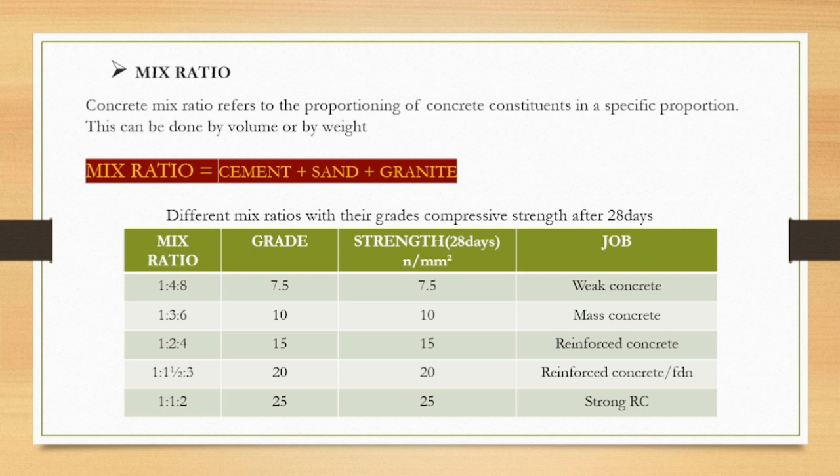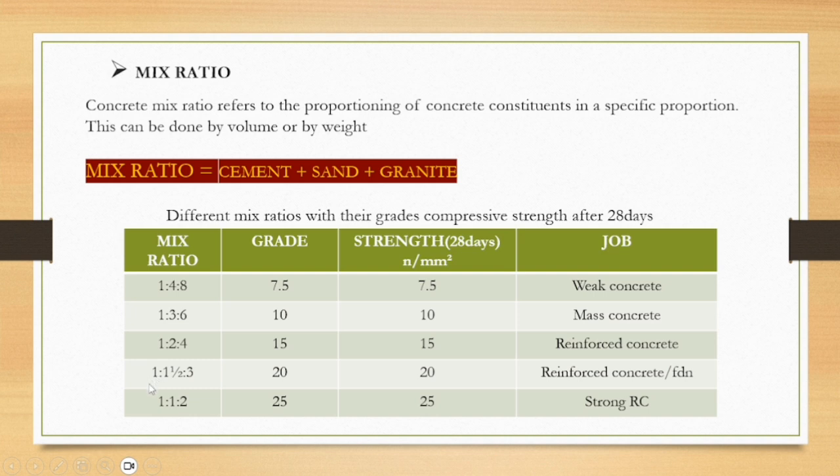Understand? Too much strength. Now the next one is 1:2:4, which is grade 15. We call it grade 15. That is the minimum you can have for your reinforced concrete job. If you are doing a job that involves the embedment of reinforcement, i.e., the reinforcement inside a concrete, where you need to strengthen the concrete, that's when you use 1:2:4. We call it grade 15 also. So at the end of 28 days, it's going to give you grade 15.